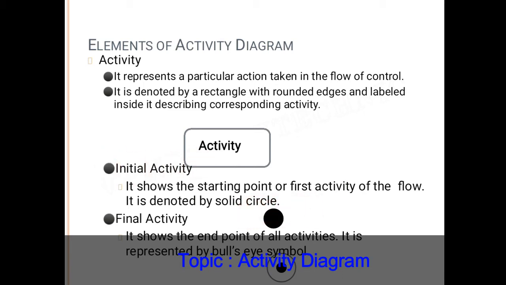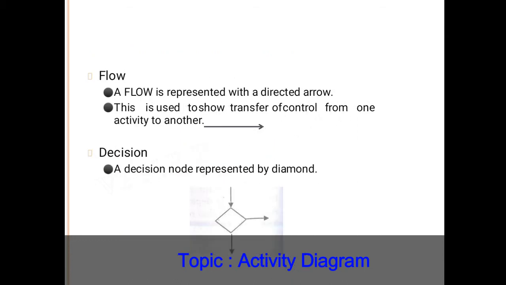Then the next symbol shows the end point of all activities. It is represented by a bull's eye symbol. So the final activity we have to represent with a bull's eye symbol, and that is known as the end point of all activities.